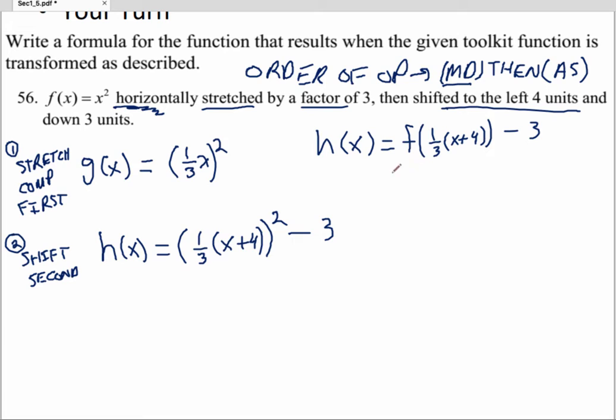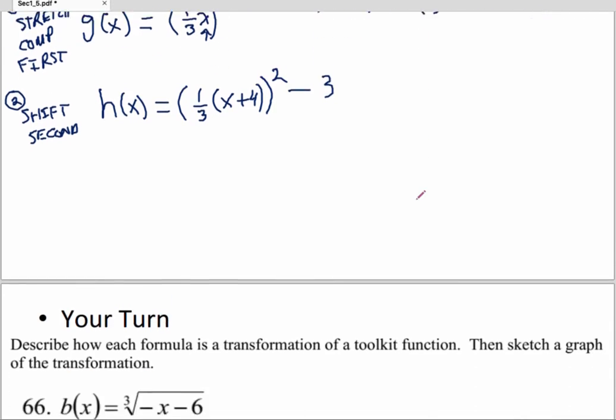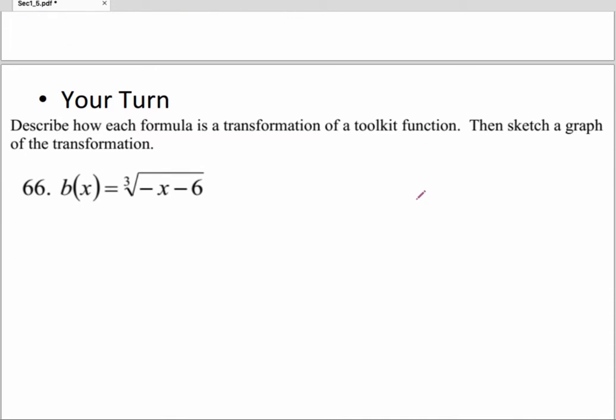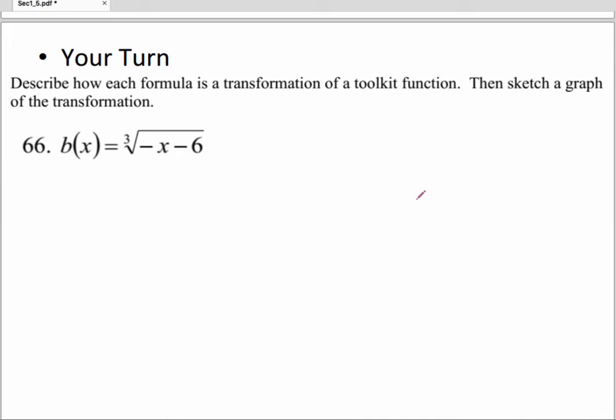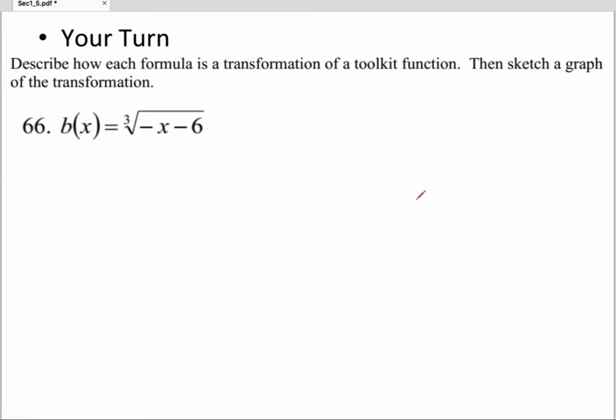Notice I did that in 2 pieces. I got the third x, then I substituted in the x plus 4 for the x. Go slow, take your time, do whatever it takes, big cup of coffee to make this make sense for you, and it'll go. It will happen, I promise. Okay? All right, number 66.